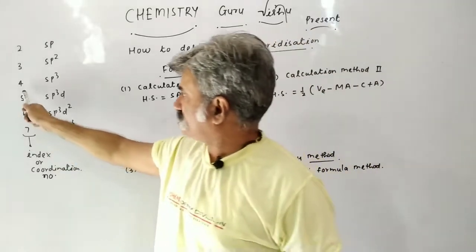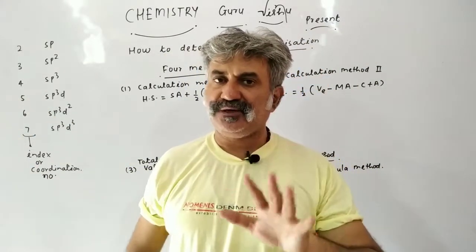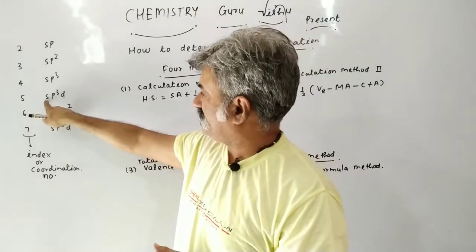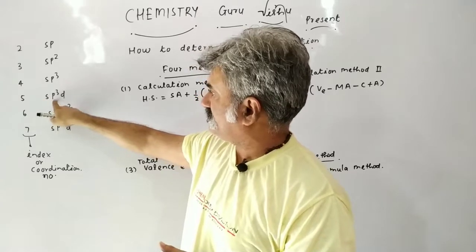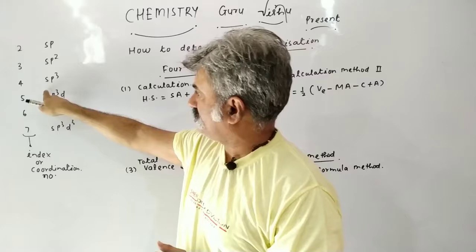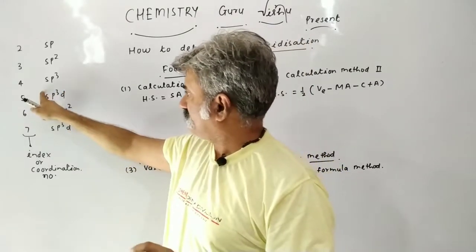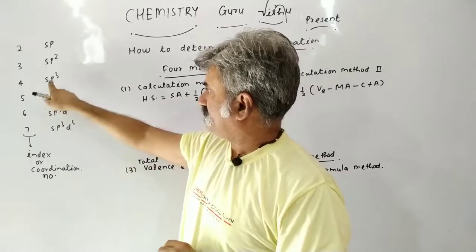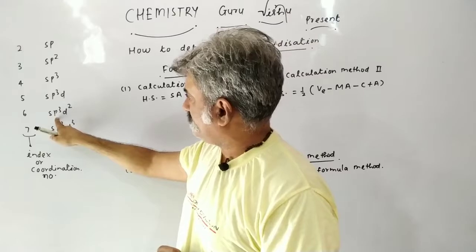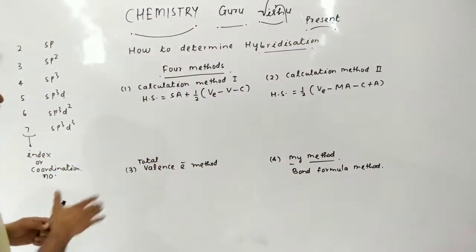If the index number is 5, it means 5 orbitals are going to be involved in the process of hybridization, and this is why we have the type sp3d: s1 p3 d1, 1 plus 3 plus 1 equal to 5. Here 1 plus 3 is 4. Here 1 plus 3 plus 2 equal to 6. First method is here.